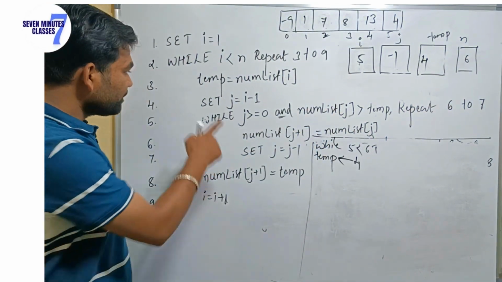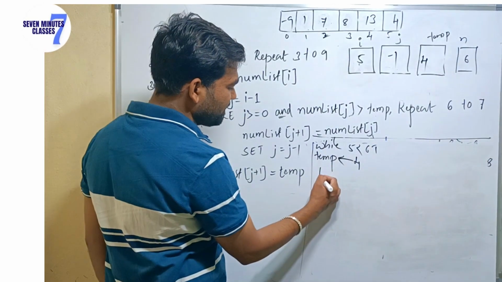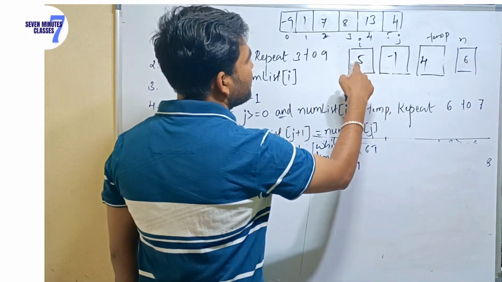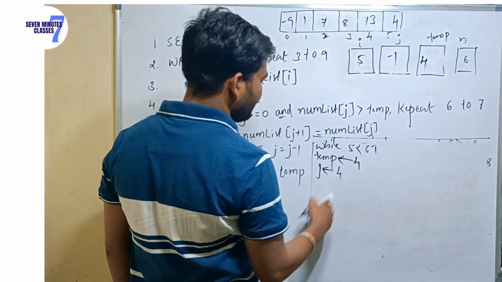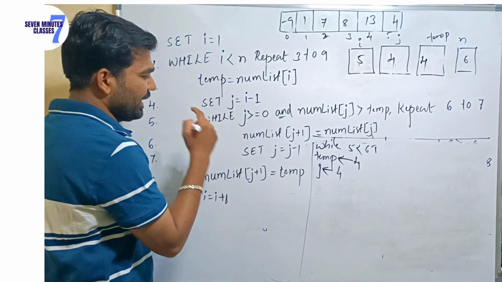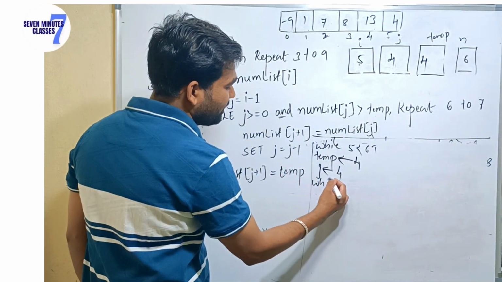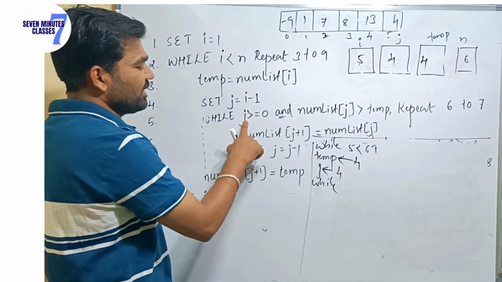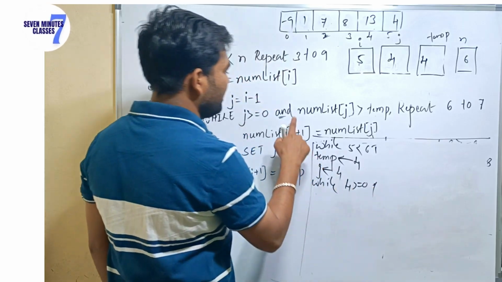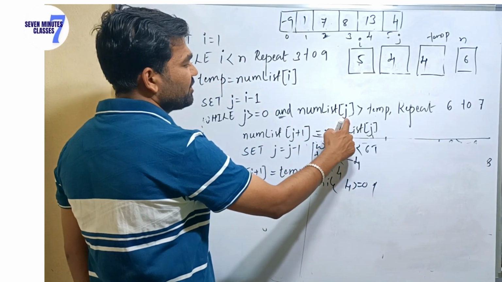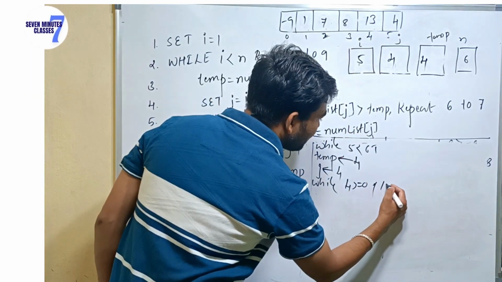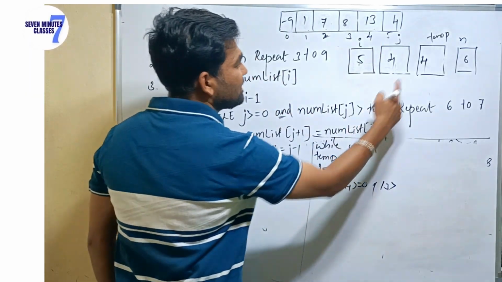Understanding? Now, set j equal to i minus 1. i was 5, 5 minus 1 is 4. So now the j value changed from minus 1 to 4. While, another loop. While j is greater than or equal to 0, j is 4. 4 is greater than or equal to 0, yes. And num list of j. What is num list of j? j is 4. Num list of 4. What is num list of 4? 13. 13 greater than temp. What is temp? 4.